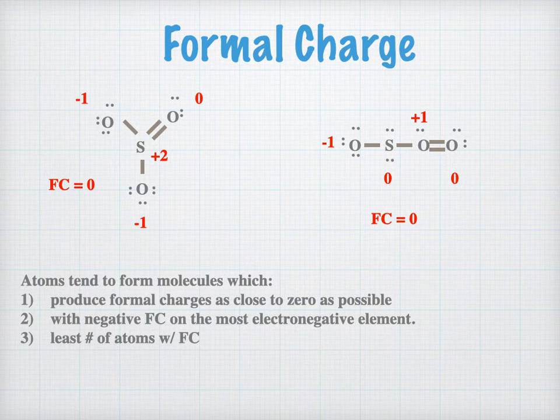If 1 and 2 are the same in both molecules, then we go and look to see the least number of atoms with formal charge, which would also help guide us to which one we think is the most likely structure.